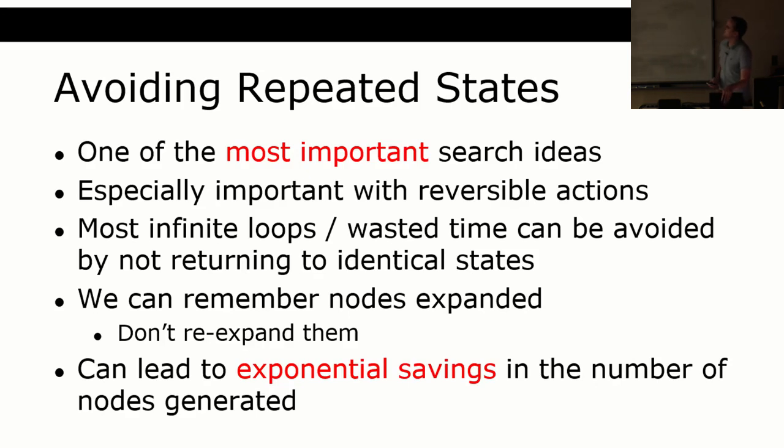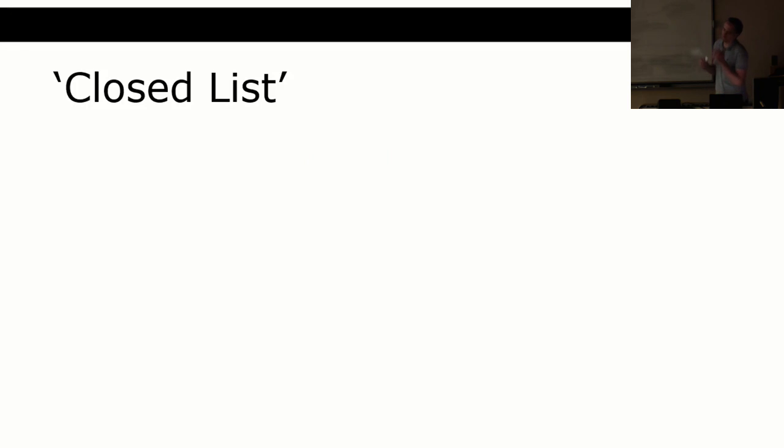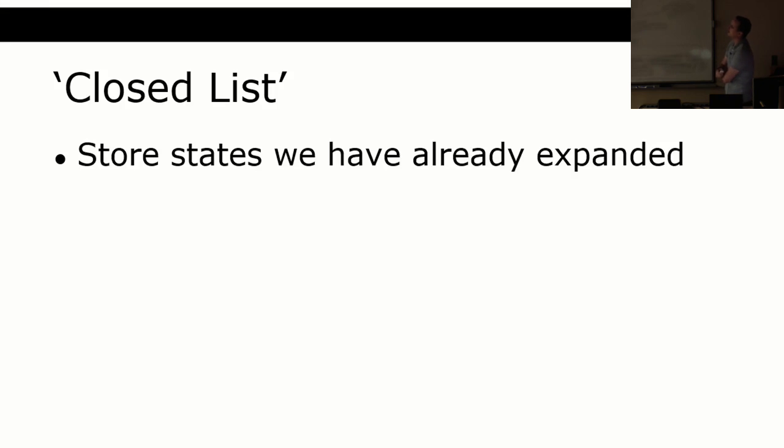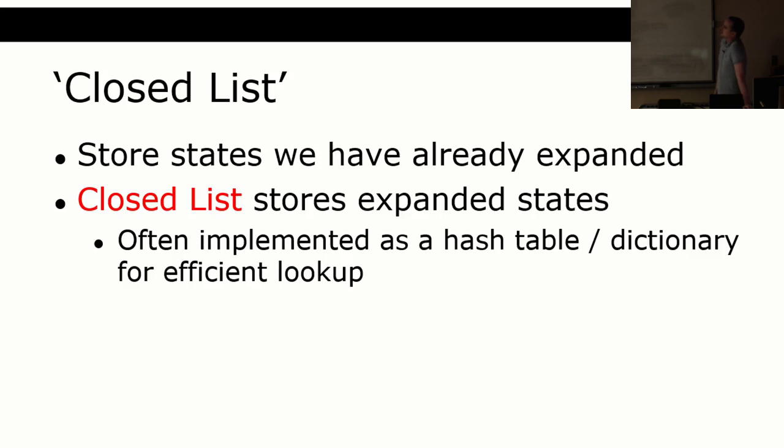And the way we're going to do this is implement something called the closed list. The closed list is just a list of states that we've already expanded. That's it. We just keep track of all the nodes that we expand, and we write down the state of that node so that we know never to create another node with that state. So the closed list stores expanded states, not nodes, but states.